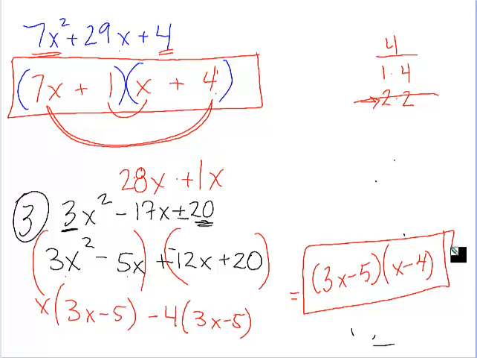Okay, do we want to look at the other method with this one too? Yeah. How about we'll do a new problem with the other method, and then we'll do this one with the other method so we see them both. No. Let's see, we did 3x squared minus 17x plus 20.